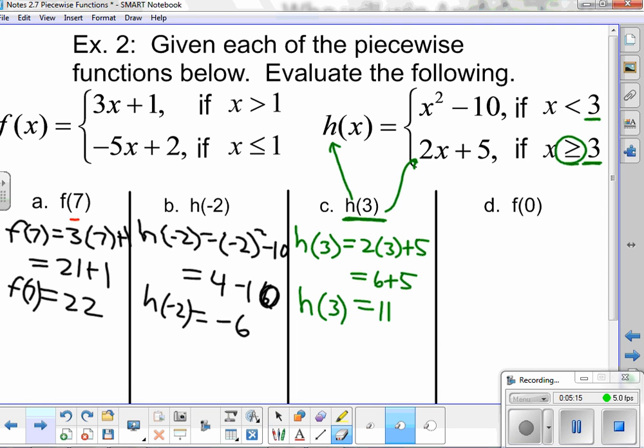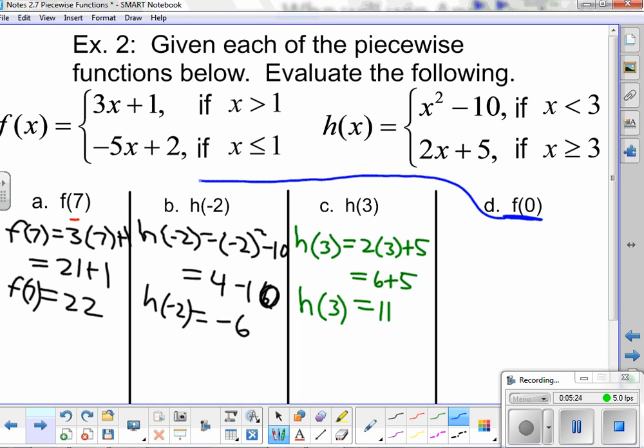All right, and last one, and then we'll get into some graphing. So the last one says f of 0. Looking at the f, this is the f function, which means you're going to go back to the f function. Look at the x value, because this used to say f of x. x is now 0, so your x value is 0.